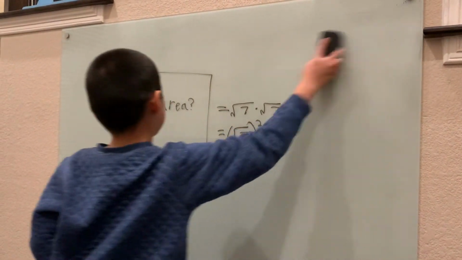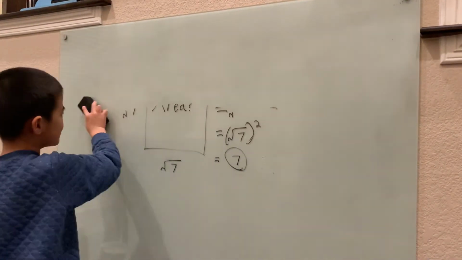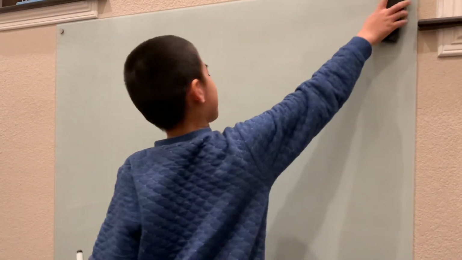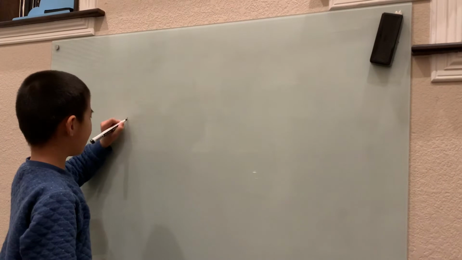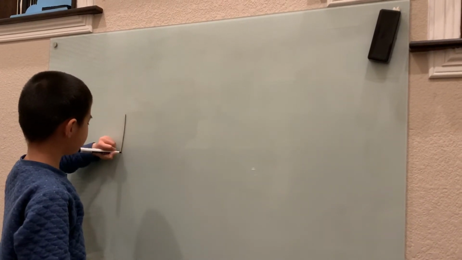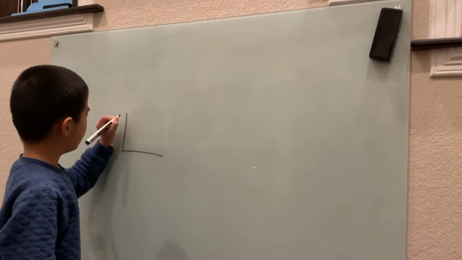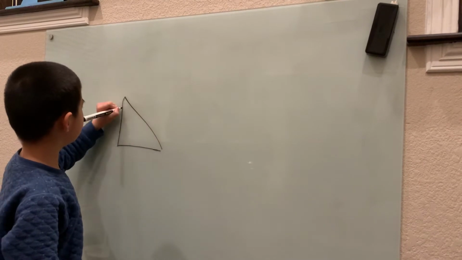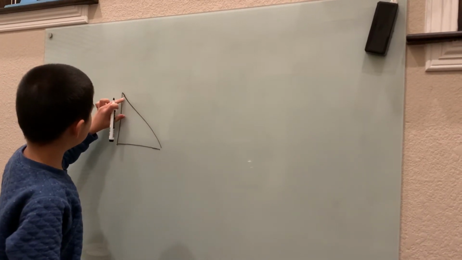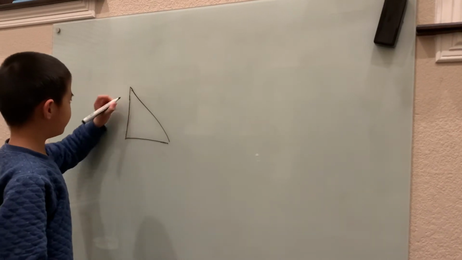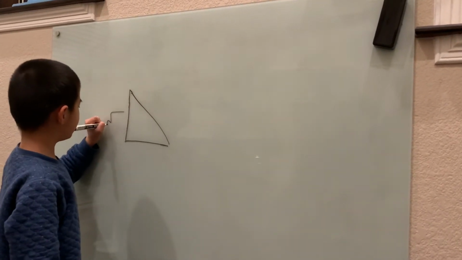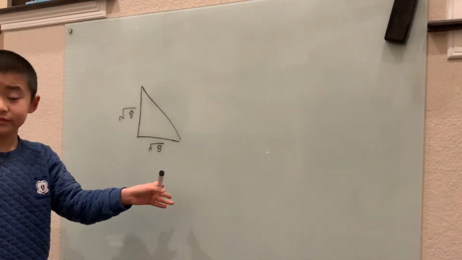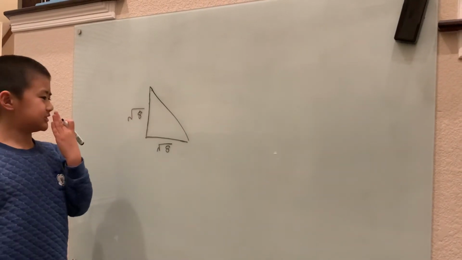Now, got that down, let's try some triangle problems. Still area problems though. So, I'm gonna start off with a right triangle. And I'm gonna still use numbers close. Gonna have the square root of 8 and the square root of 8. And we have to find the area of this triangle.